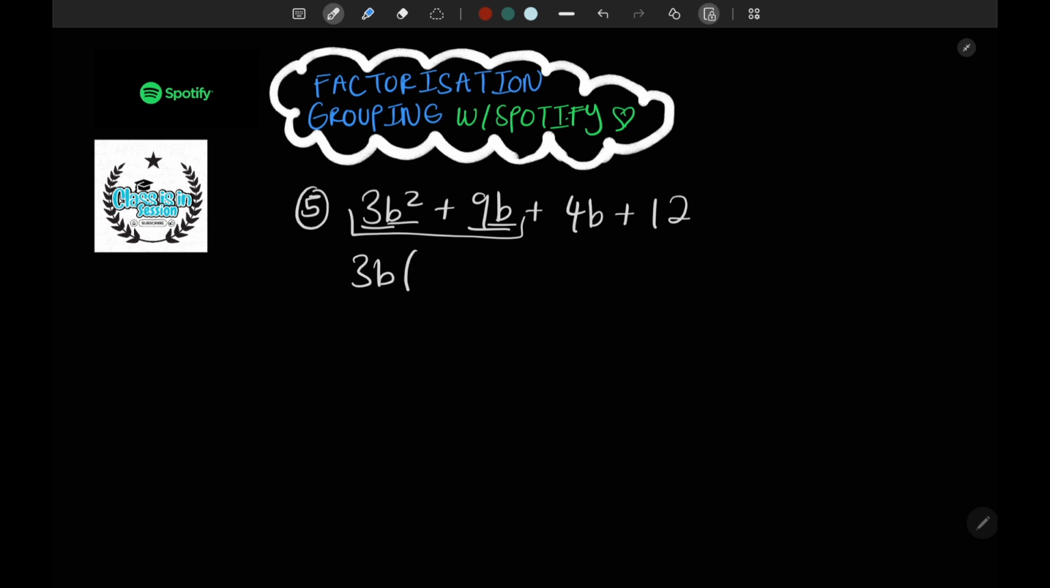3b. Open a bracket, 3 divided by 3 is 1. b squared, take out 1, you're left with b. Plus, what is 9 divided by 3? 3.